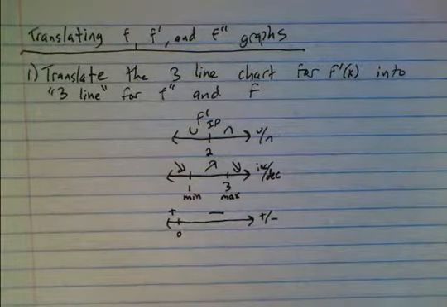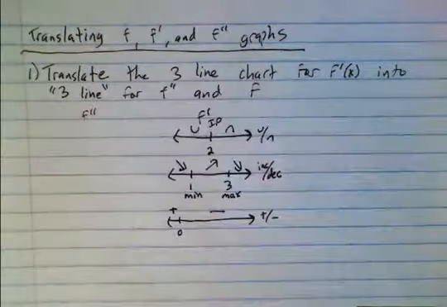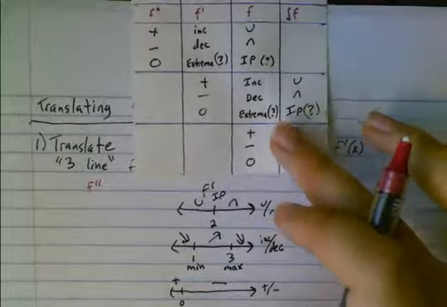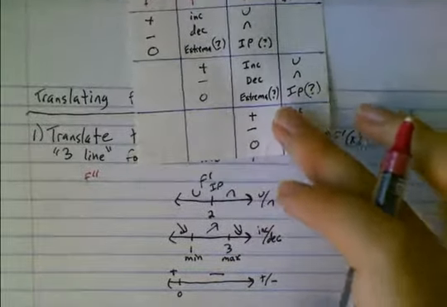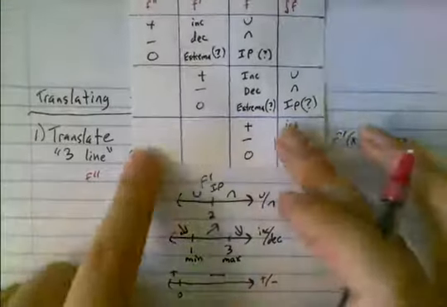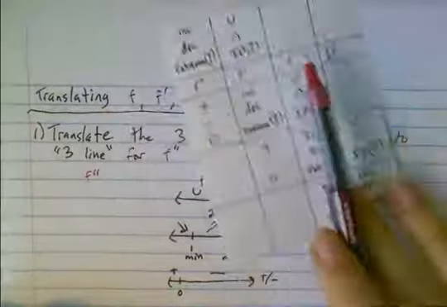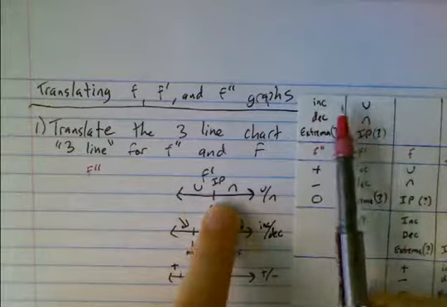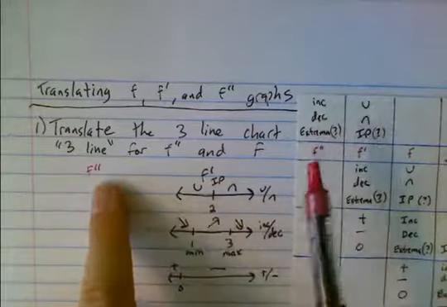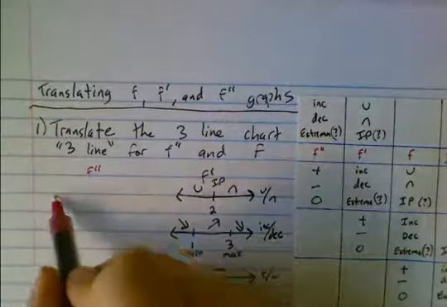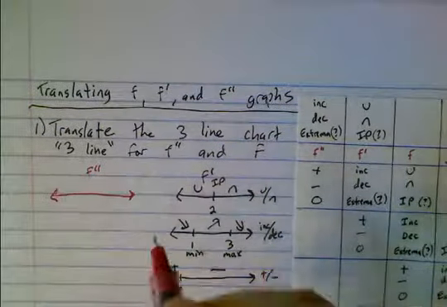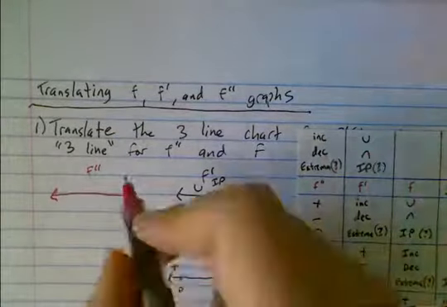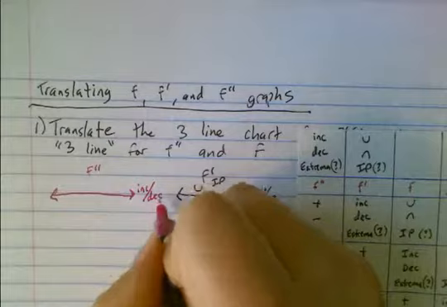So, let's go ahead and put f double prime over here. And all I'm going to do to translate is I'm going to get out my little chart here. And I'm going to say, okay, f prime of x. Anytime that I see that f prime of x is concave up, that translates into increasing for f double prime. So for f double prime, this concave up line translates into an increasing line.